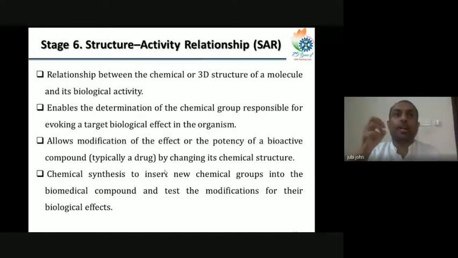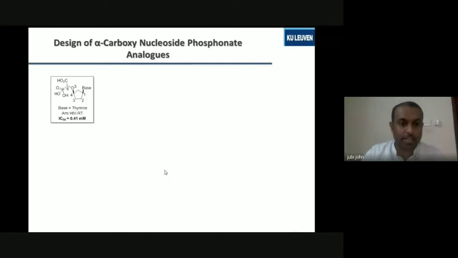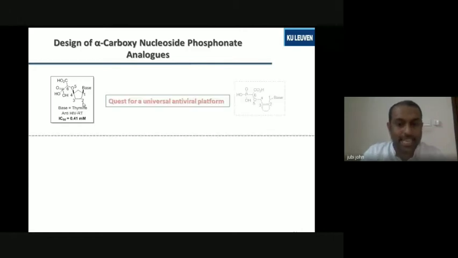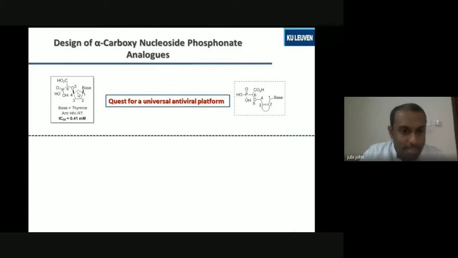In this, whenever we have an active molecule, we make small changes in its structure and look at the biological activity. This is our first molecule, with a nucleobase, carboxyphosphate group, and cyclopentyl linker. During structure activity relationship studies, we removed the methylene bridge of the cyclopentane ring and made the linker acyclic, an open chain structure.